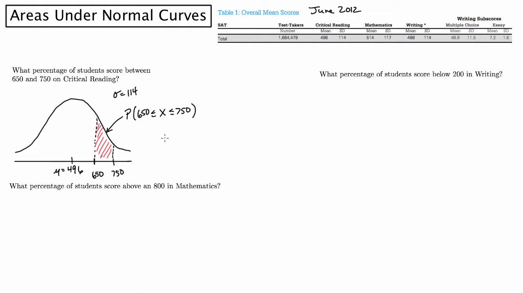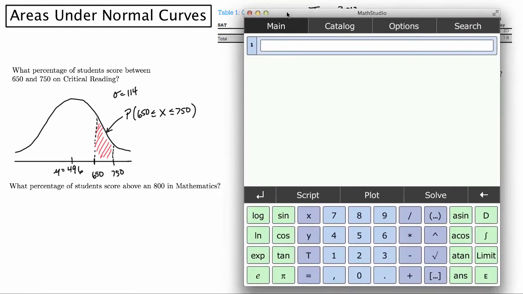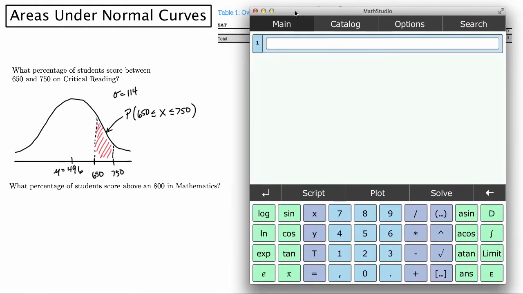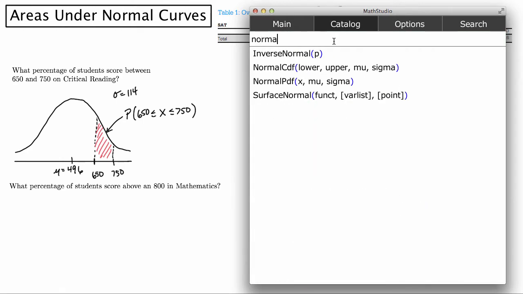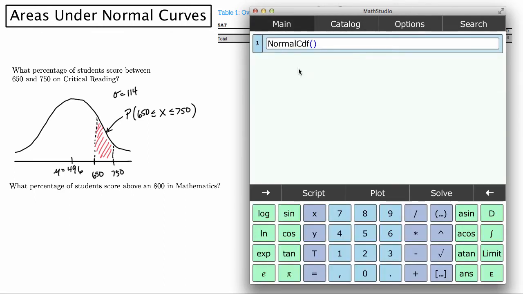Now, in order to do this, I'm going to bring in the desktop version of Math Studio. And the best way to handle this particular problem is by using what's called the normal CDF command. Now, in the catalog, I'm just going to search for normal CDF. If you have the iPad version, you can just scroll down to find it. But this is the command that we would like to use. Do not use normal PDF. We'd like to use the normal CDF command. So I'm going to go ahead and click that.